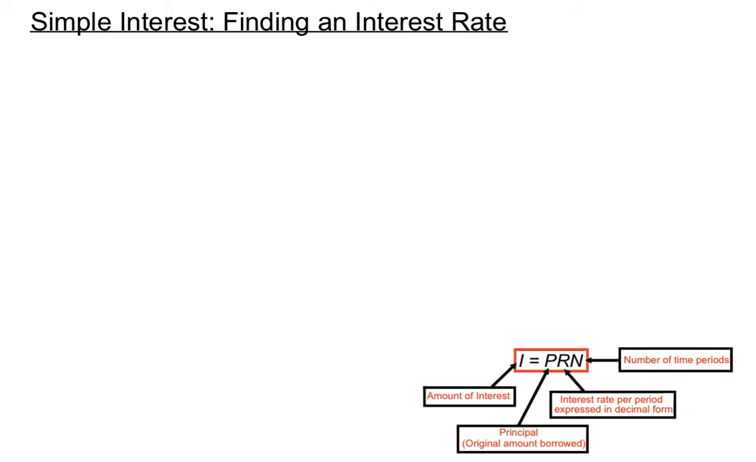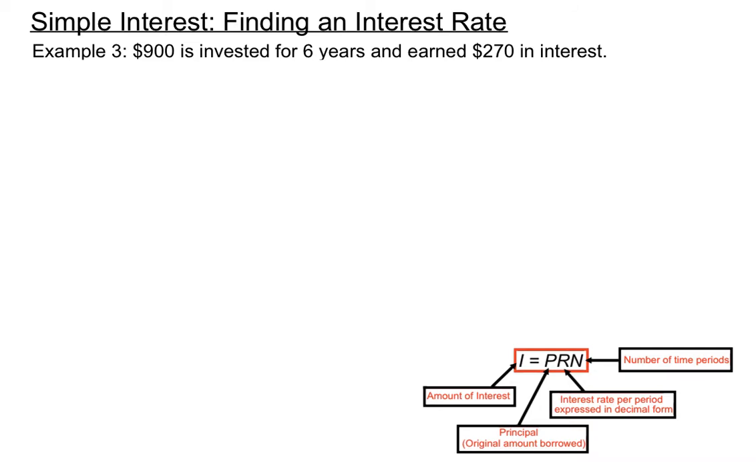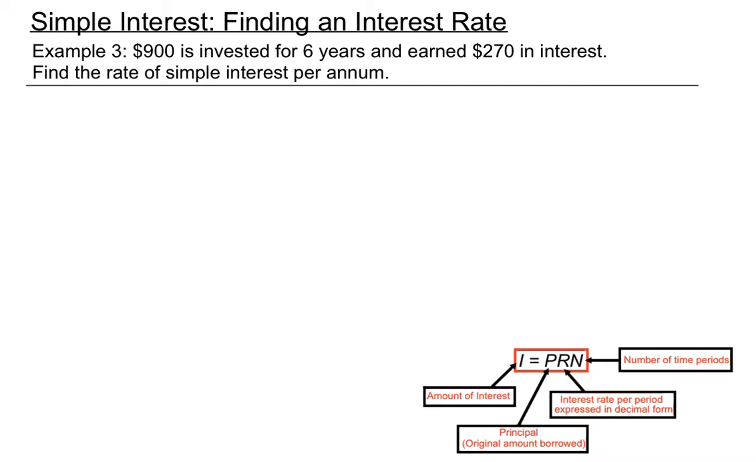Example 3, now this time we're trying to find an interest rate. We're trying to find the interest rate, the percentage that is missing in the question. Really, we'll have all the other 3 items. The example is $900 is invested for 6 years and earns $270 interest. Find the rate of simple interest per annum. Okay, let's see how that pans out.